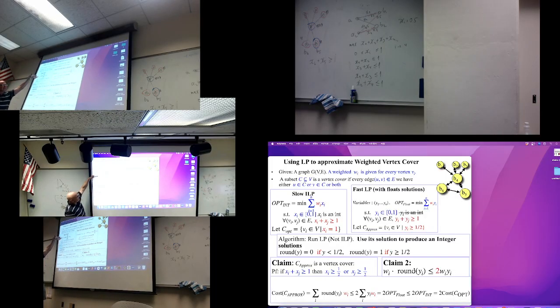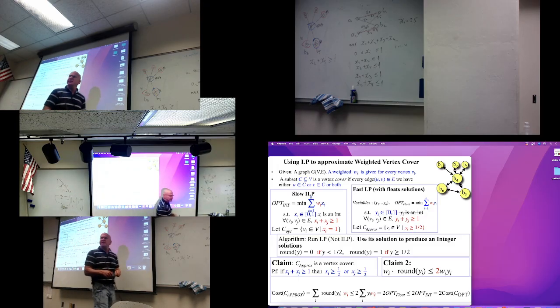So here is my solution to solve the weighted case. It's exactly what we had in the last slide. The ILP to find the opt: minimize the sum of wi times xi, such that xi is between 0 and 1, an integer. For every edge vi, vj in the graph, xi plus xj should be larger or equal than 1. And the set of vertices are just all the vertices that equal 1. That's the ILP.